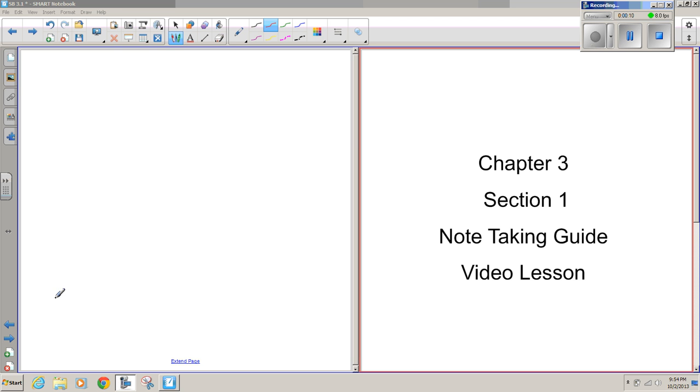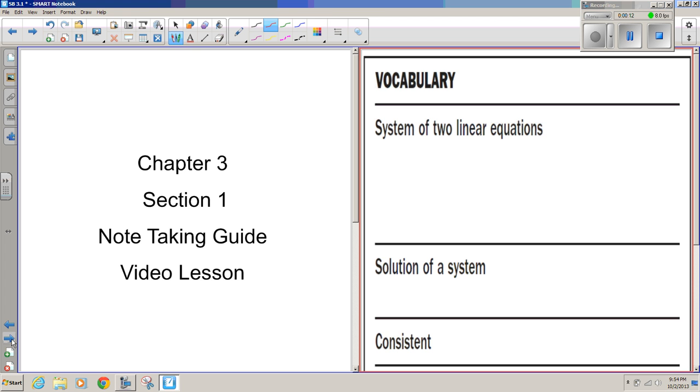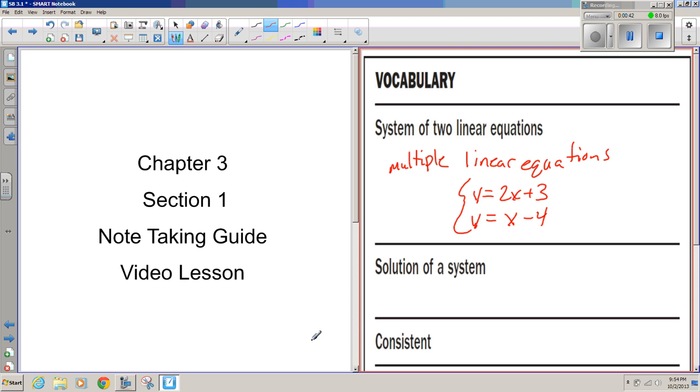So nothing we do today should really be new to you. A system of two linear equations is simply multiple linear equations. A lot of times they'll look like y equals 2x plus 3, and another one y equals x minus 4. That is a system of linear equations.